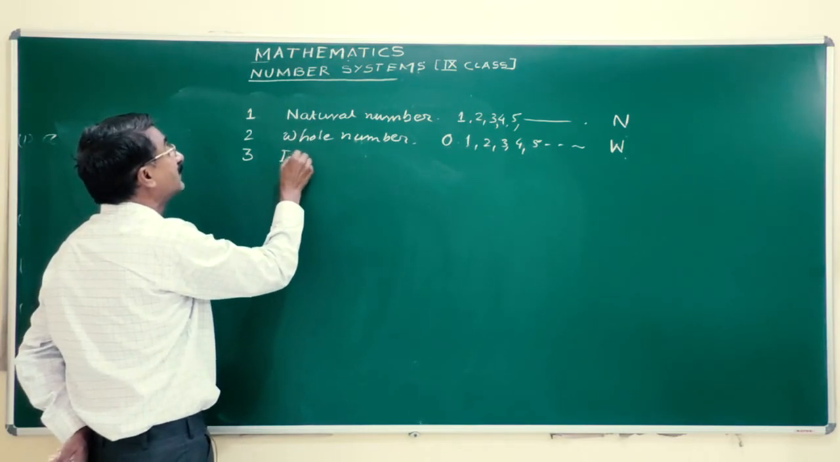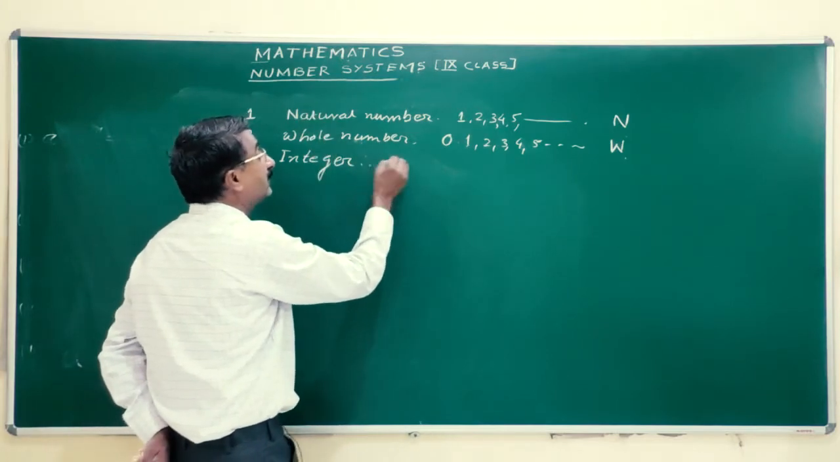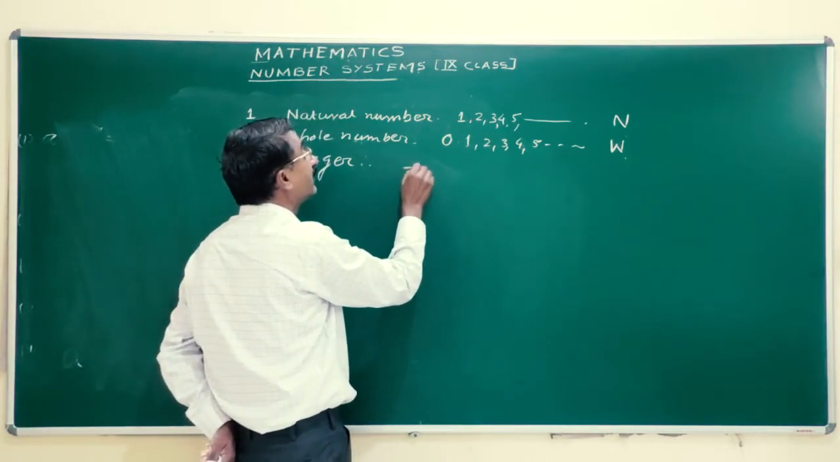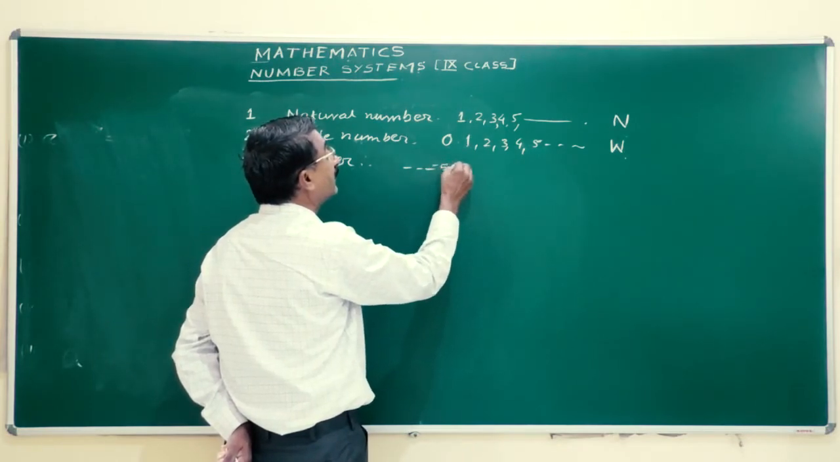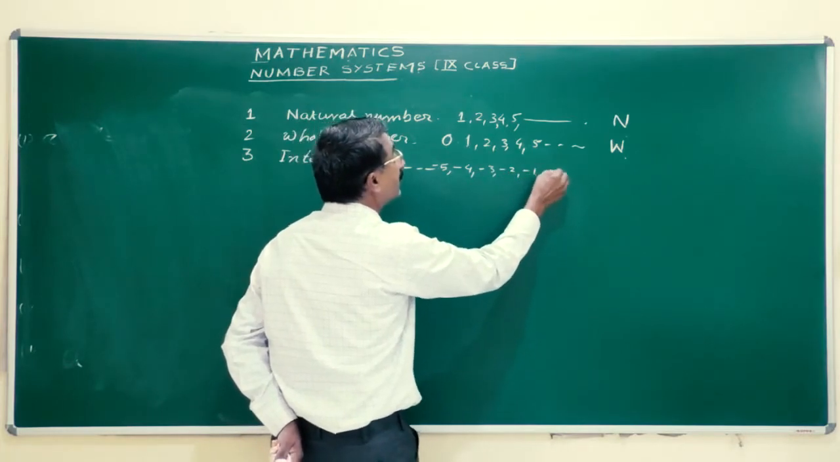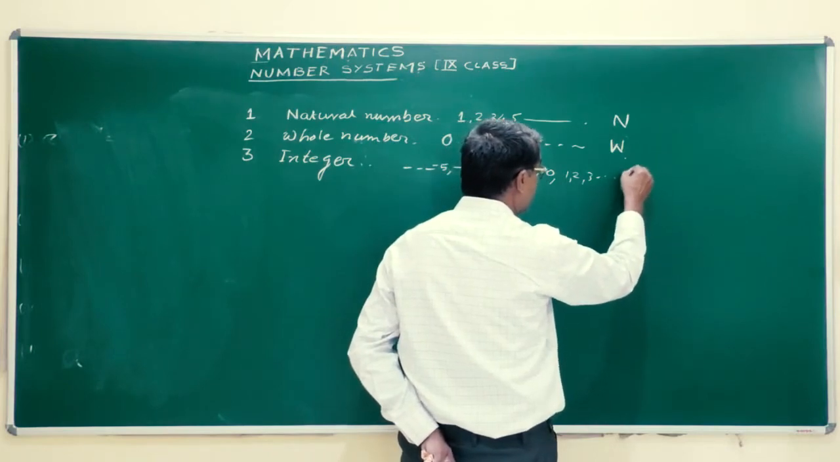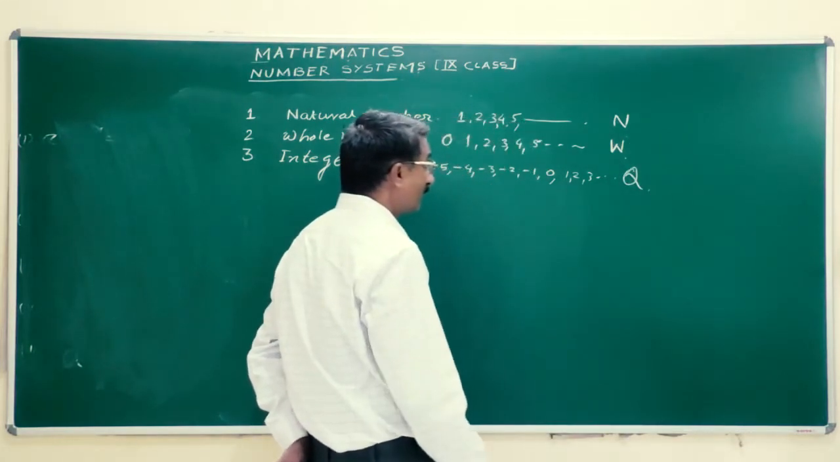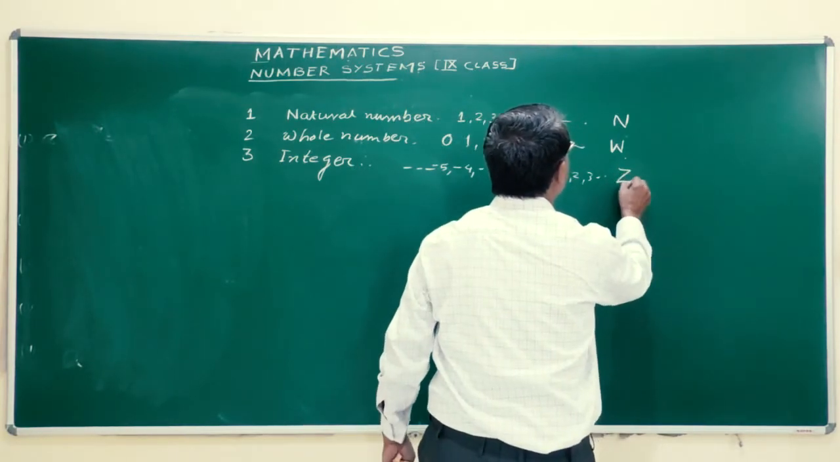The next one is integers. Integers include minus also. So I will write minus 5, minus 4, minus 3, minus 2, minus 1, 0, 1, 2, 3 and so on. So it is indicated by Q, sorry, Z. It is indicated by Z.